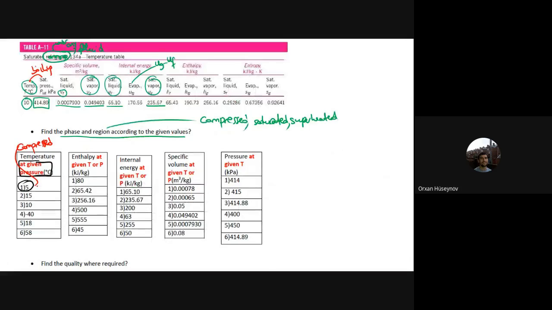So if the saturation pressure is 414.89 kilopascals, let me show you with a piston cylinder here. So you have the pressure, which is 414.89 kilopascals. That's the pressure. And here you have the temperature, which is 10 degrees Celsius. Okay. At this pressure, at this temperature, the refrigerant boils. Okay. So if I decrease the temperature to 5 degrees Celsius, it is evident that it will stop boiling.